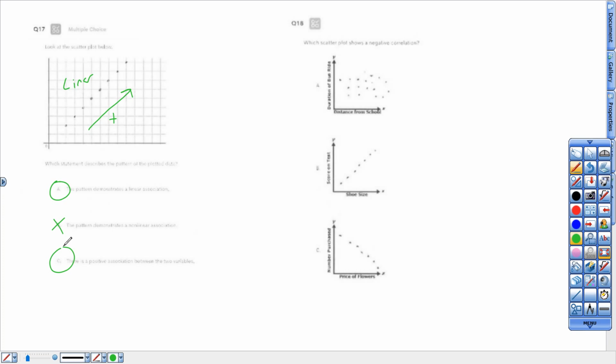This one says, which one shows the negative correlation? Negative is going downhill. That would be this one right here. This one is positive, going uphill. This one is so scattered, we call this non-linear. Can't see anything. All right, moving on.